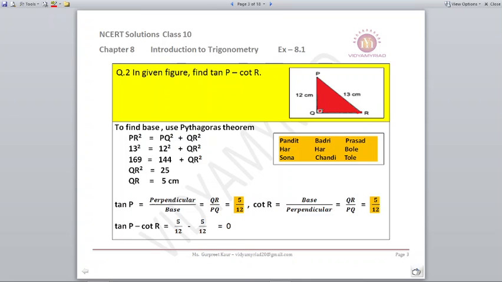Now cot is the opposite of tan. And tan is perpendicular upon base, so cot will be base upon perpendicular. So what is the base? QR, and QR is 5. What is the perpendicular? PQ, and PQ is 12. So the answer is 5 upon 12. And we need to find tan P minus cot R. Tan P is 5 upon 12. Cot R is also 5 upon 12. Subtract them, and the answer comes out to be 0.